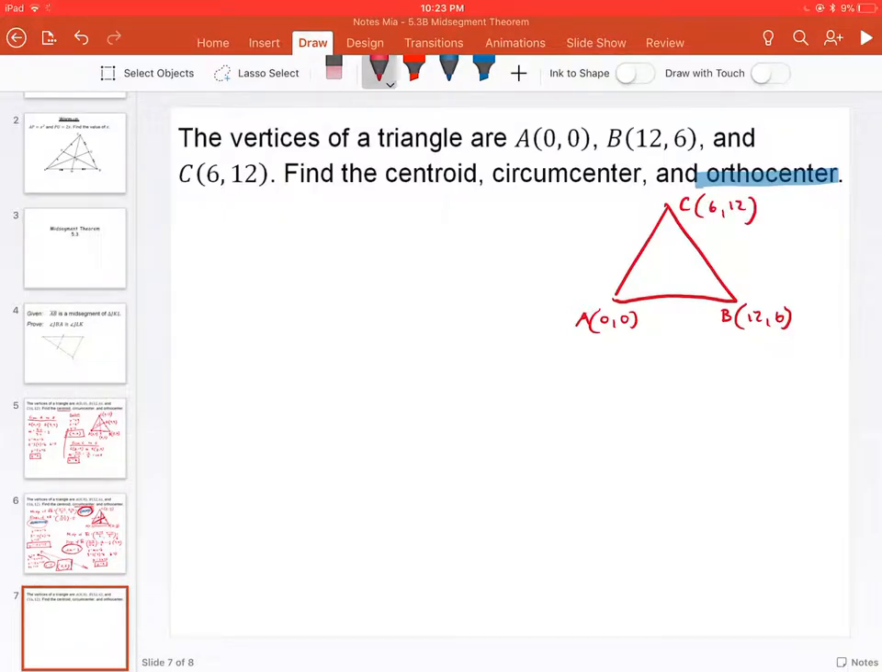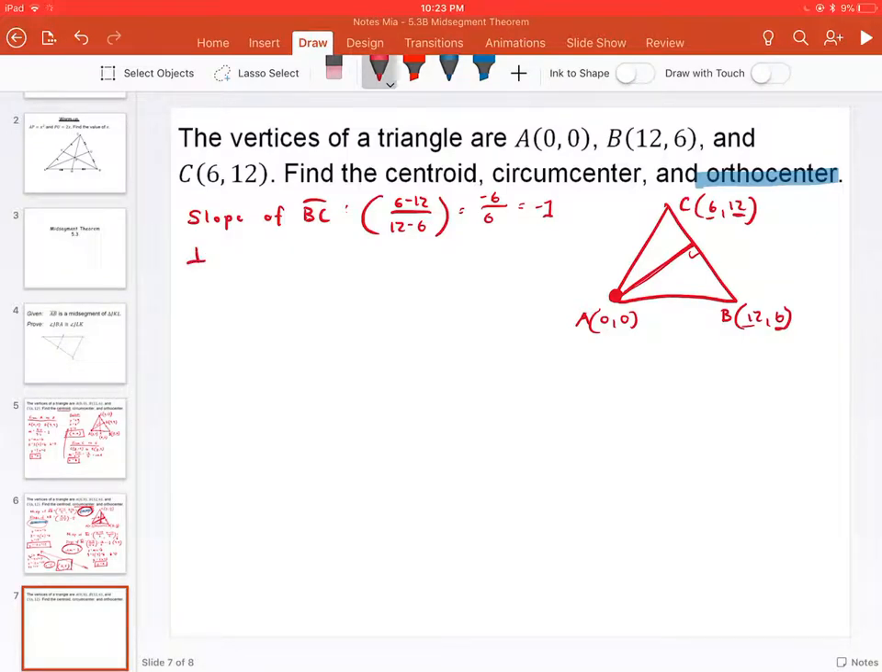And from there, we can start from vertex A, and we'll go perpendicular to BC. So in order to do that, we know that it has to go through 0, 0, and we have to have the opposite reciprocal slope of BC. So first, let's find the slope of BC. Using our formula, you should get y2 minus y1, which is 6 minus 12, over 12 minus 6. And that should give you negative 6 over 6, which is negative 1.